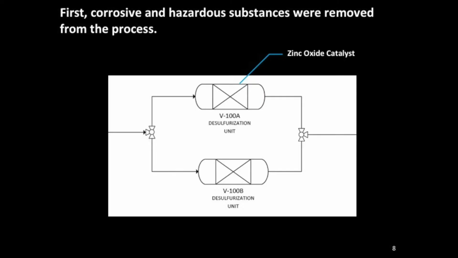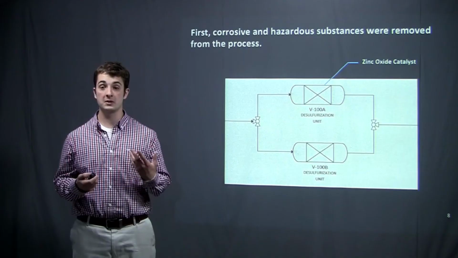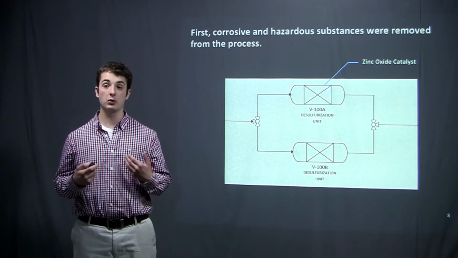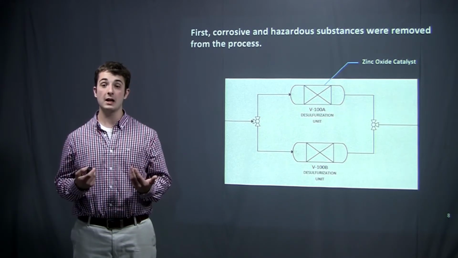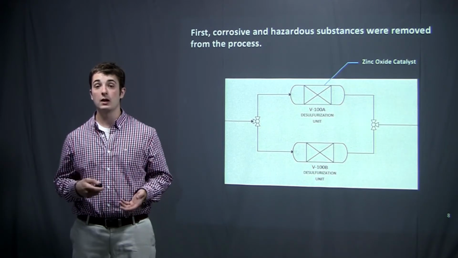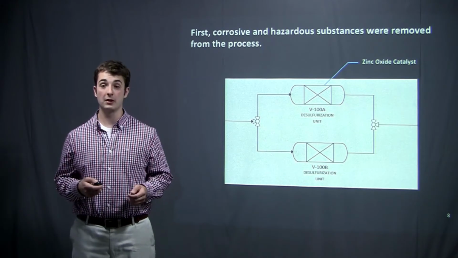Speaking of the catalyst, it's worth noting that we're going to be using zinc oxide in this process. The zinc oxide will react with the H2S to form zinc sulfide. This zinc sulfide will then react with the mercury and pull it out of the process. At the end of the day, these units are going to be taking out 95% of our hydrogen sulfide and taking out 100% of our mercury.